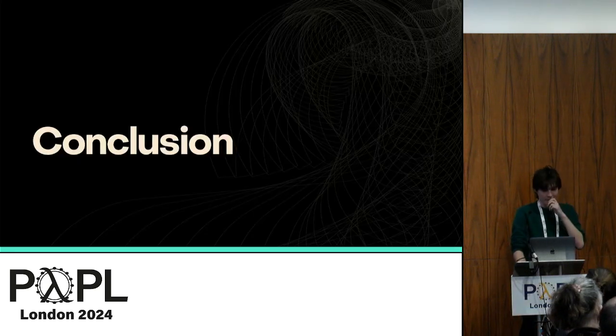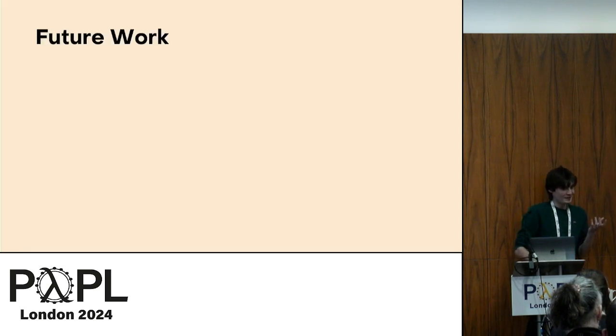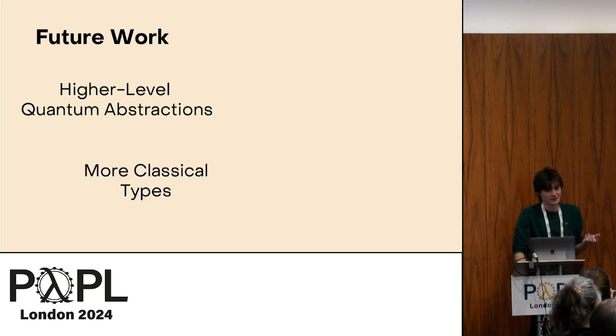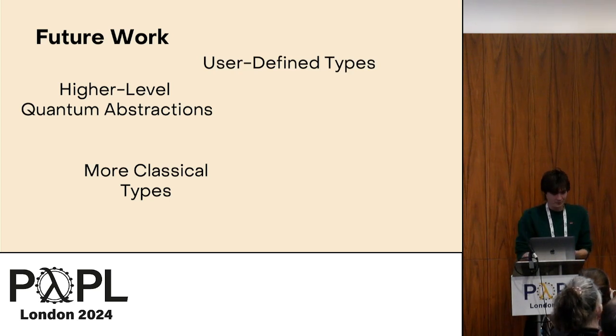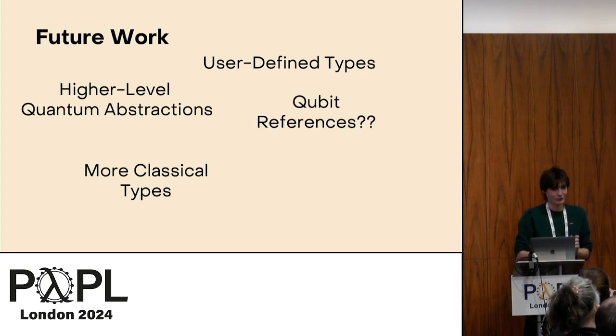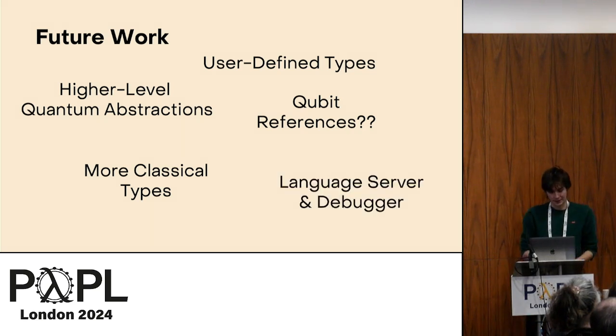Okay, so looking forward, Guppy is under very active development. We are looking forward to adding many new features. For example, we're working on adding more higher-level quantum abstractions, things like uncomputation or quantum control, and also things on the classical side, like adding more support for Python's classical types, and also allowing users to define their own types. We also have some crazier ideas in research directions, maybe adding a sort of qubit reference concept to escape linearity or suspend it temporarily, which we've been thinking about. And then utility features like adding a language server and debugging.